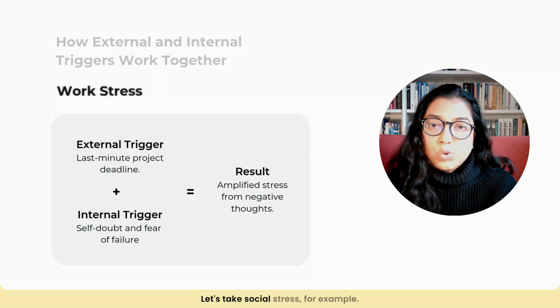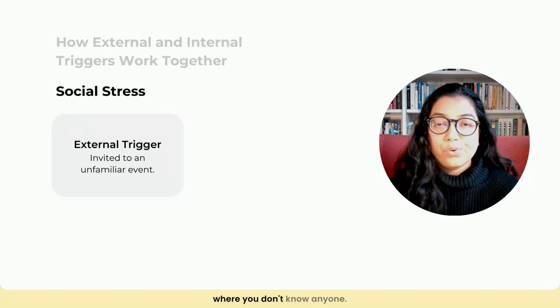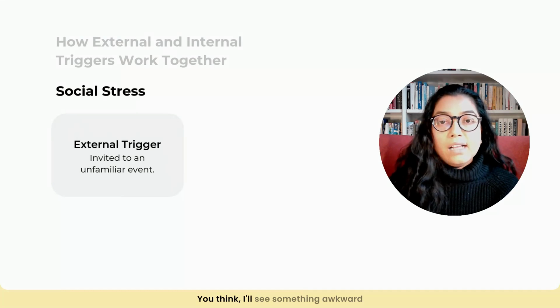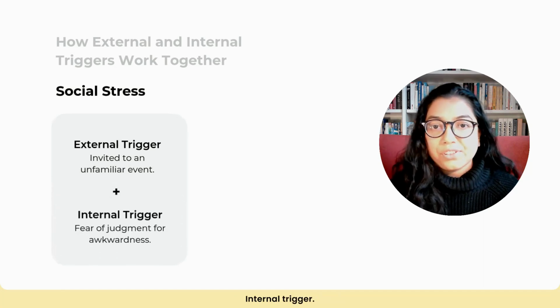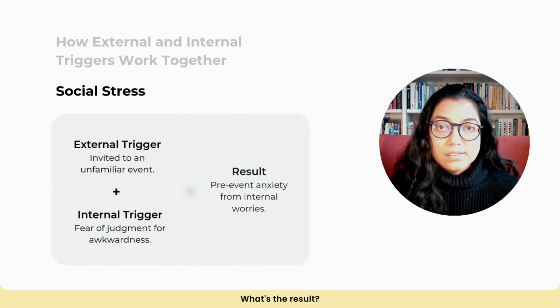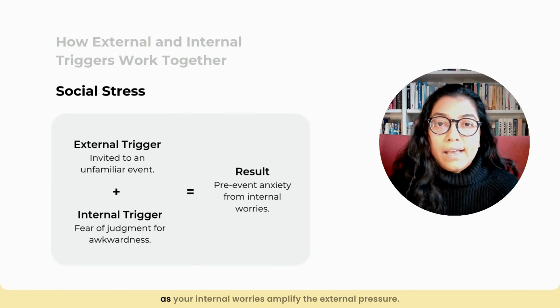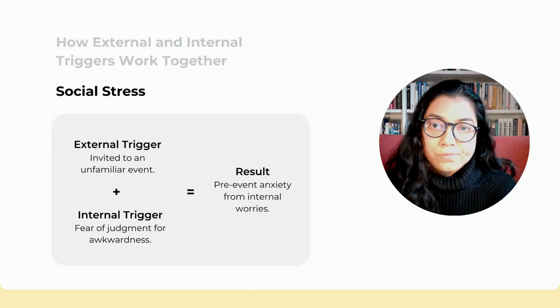Let's take social stress, for example. You're invited to a big event where you don't know anyone. External trigger. You think, I'll say something awkward and everyone will judge me. Internal trigger. What's the result? You start feeling anxious even before the event, as your internal worries amplify the external pressure.